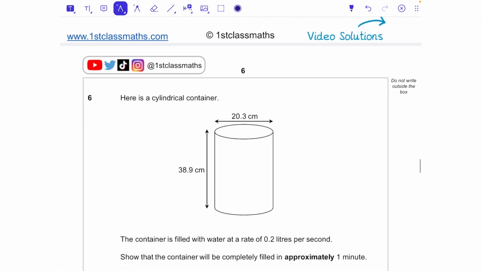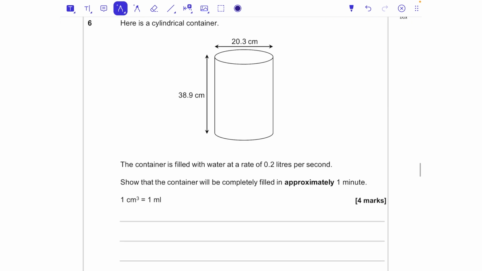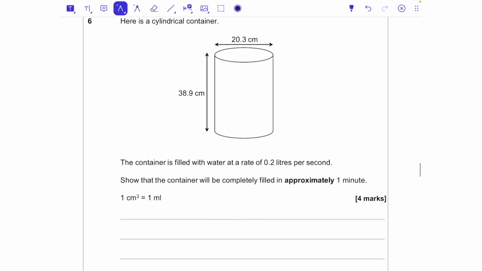Question number 6. Here is a cylindrical container. The container is filled with water at a rate of 0.2 litres per second. Show that the container will be completely filled in approximately 1 minute. So we're talking about water inside the container, and that's telling me that this is talking about volume. So remember, the volume of a cylinder is pi r squared, which is the area of the circle.